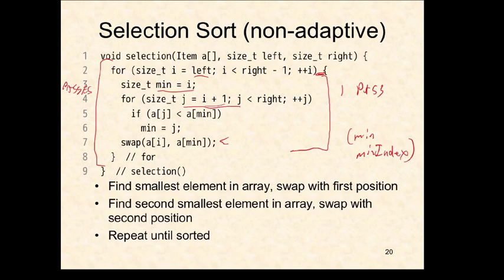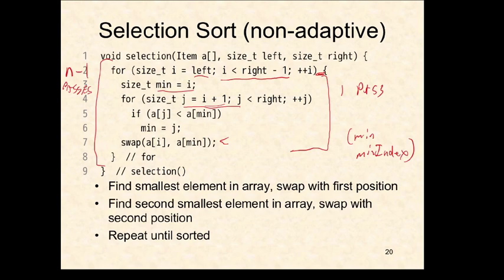Now notice here the outer loop says I is less than right minus 1. The less than and the minus 1 are there. Remember, right is not a valid index. Right minus 1 is a valid index. However, we don't need to make n passes through the data. We're going to make n minus 1.